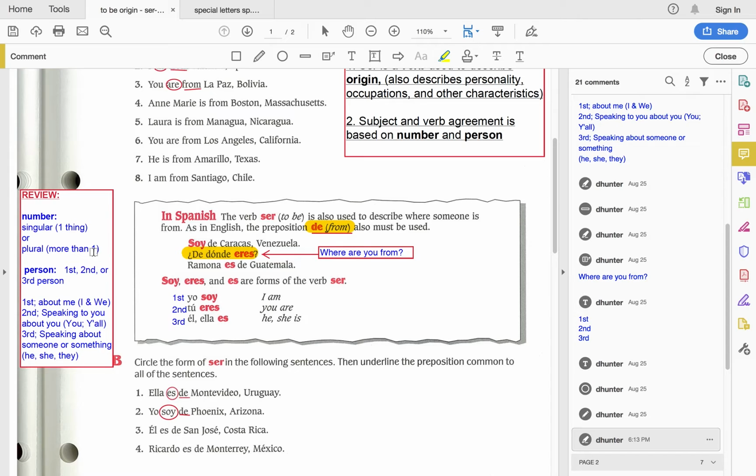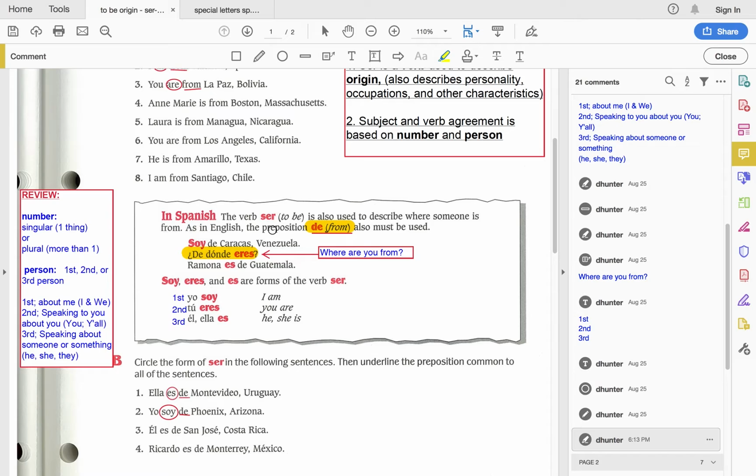We'll learn more about this as we go into the concept of ser for origins and other ways of using ser. But again, singular forms of ser, or when we're talking about one person. The first person form to talk about ourselves will be yo soy, I am. Second person form to speak to someone, to say you or y'all, would be tú eres, just to say you are. Y finalmente, lastly, third person to speak about someone or something, we would say él es or ella es. Those are the three singular forms of the verb ser.